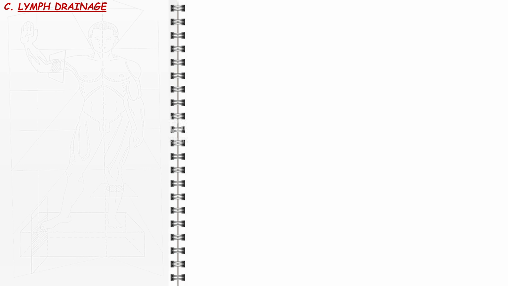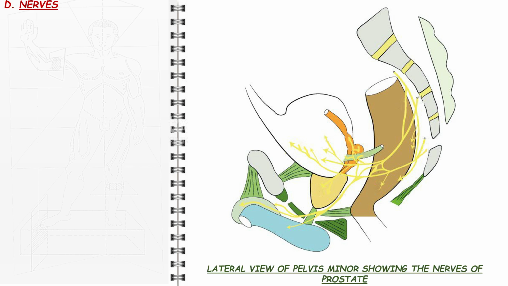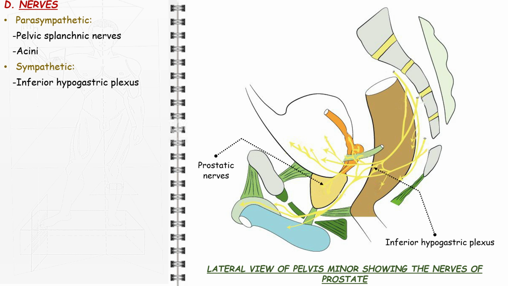The lymphatics of the prostate drain into the internal iliac and sacral nodes, mainly, and the external iliac nodes, accessorily. The acini receive parasympathetic cholinergic innervation from the pelvic splanchnic nerves, but this is much less important than the muscle fibers of the stroma, which contract to empty the glands during ejaculation, and which are under sympathetic adrenergic control from the inferior hypogastric plexus.